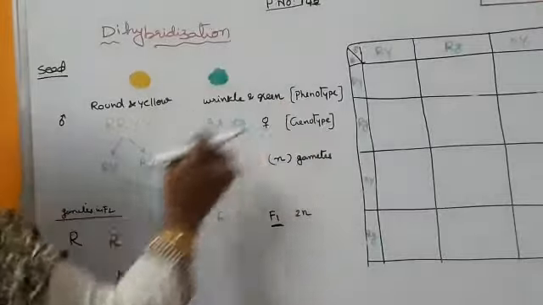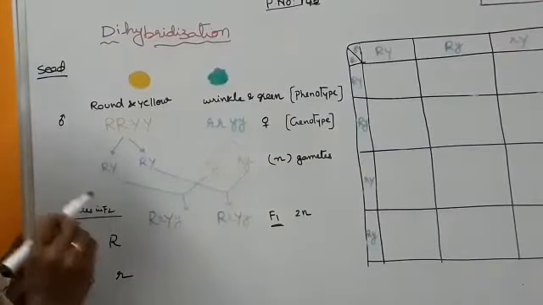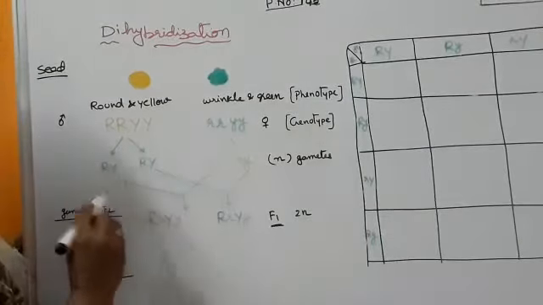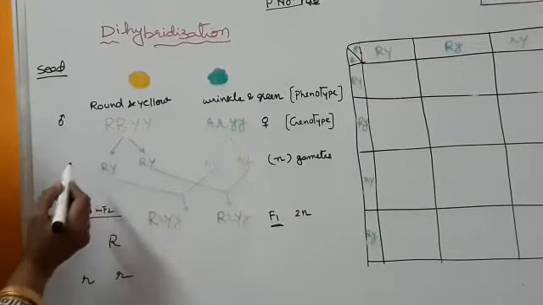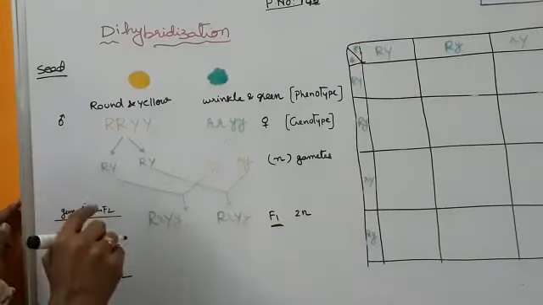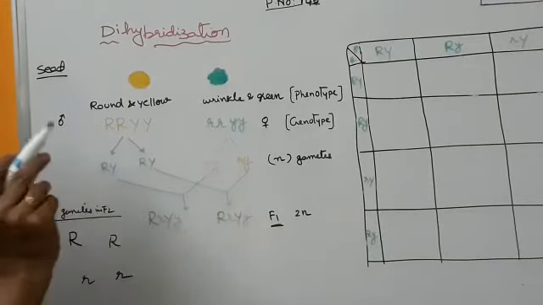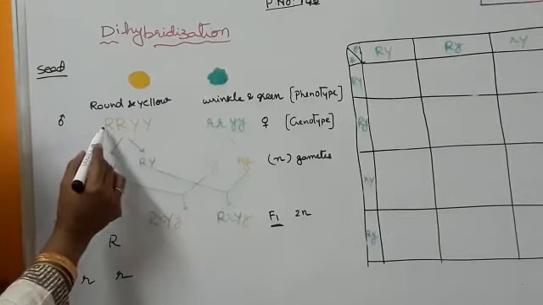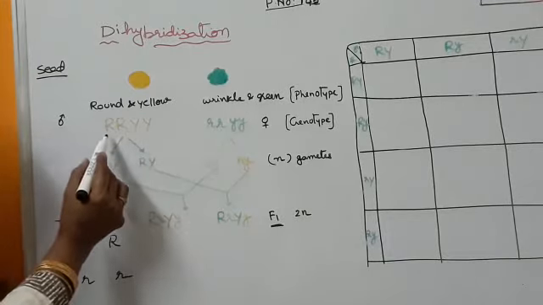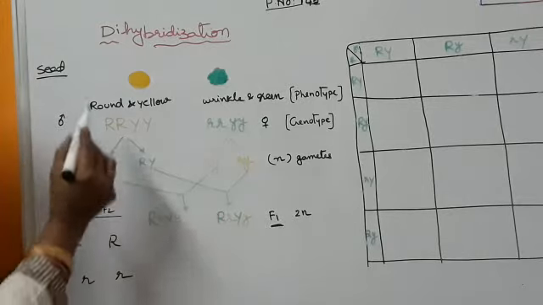Now when I am telling that round and yellow, it is the phenotype. The physical appearance of the plant is called phenotype. How to represent that? Round will be represented with capital R. And what is the point to be mentioned here? How to take the letter, how to take the factor here? The one which is dominant, that particular trait, that particular letter we will take. So capital R represents round.